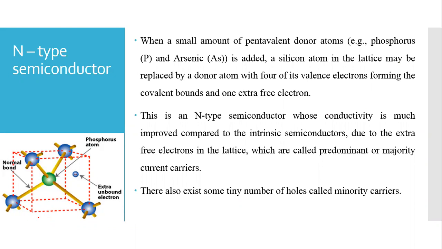So basically we have p-type and n-type semiconductors. When can we say n-type and when can we say p-type? When a small amount of pentavalent atom is added, like phosphorus or arsenic, a silicon atom in the lattice may be replaced by a donor atom with 4 of its valence electrons forming covalent bonds and 1 extra free electron.